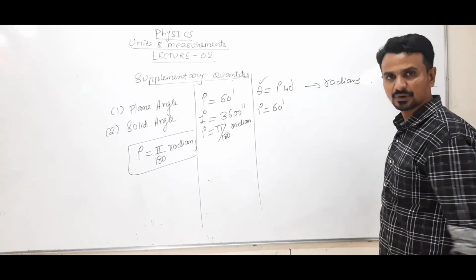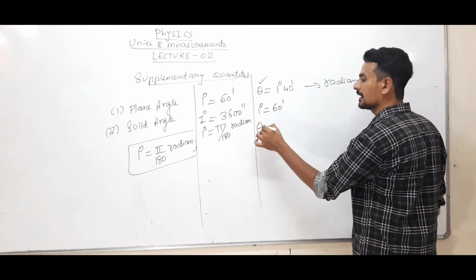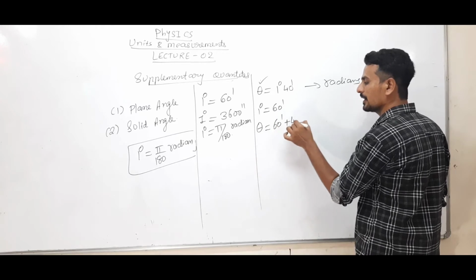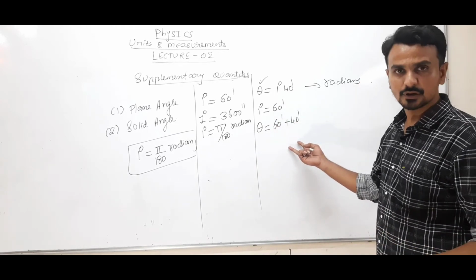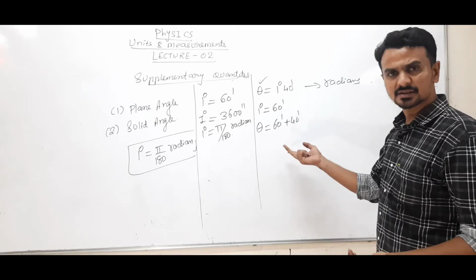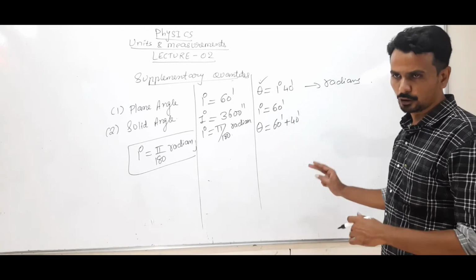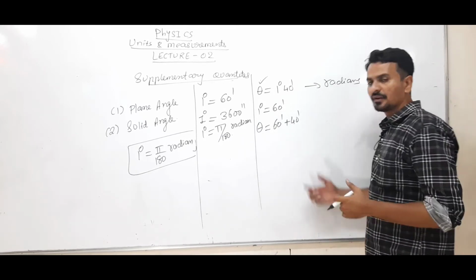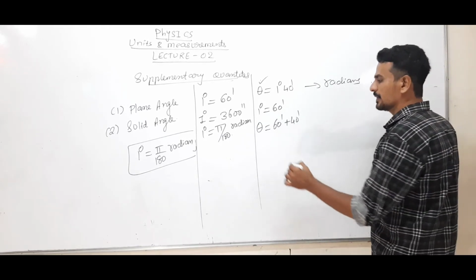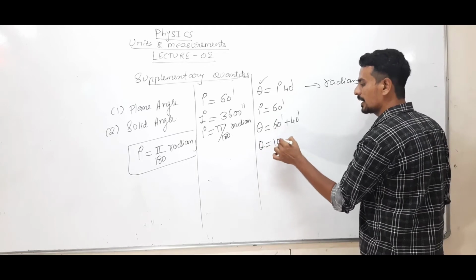So 1 degree is 60 minutes. So theta can be written as 60 minutes plus 40 minutes. Now they can be added up, because both are in minutes. Since both the values are in minutes, they can be added up. So theta is equal to 100 minutes.